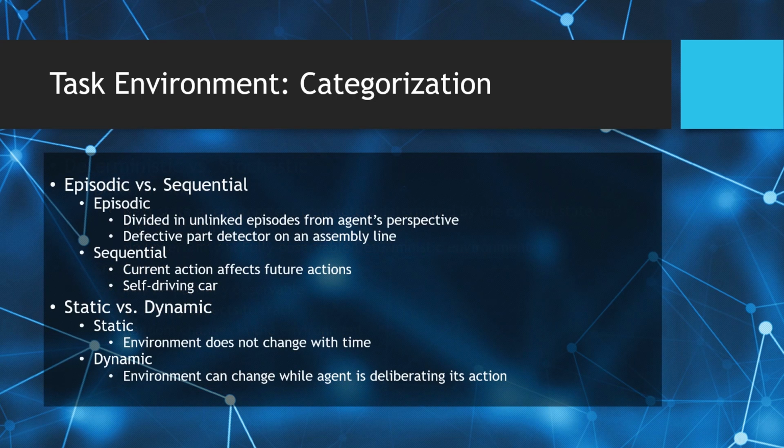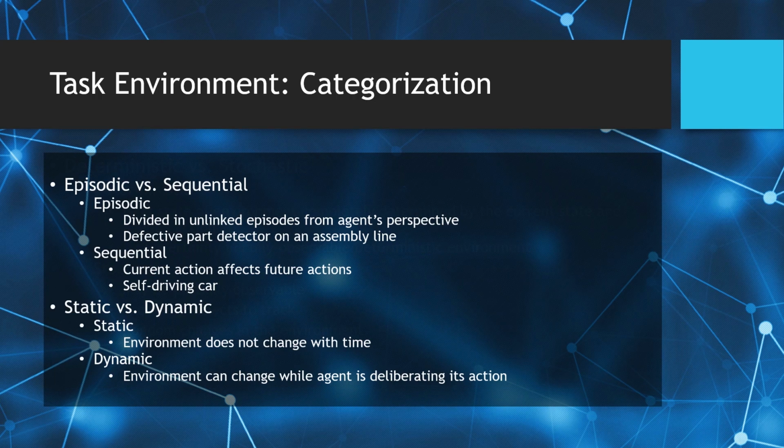In an episodic task environment, the agent's experience is divided into atomic episodes. In each episode, the agent receives a percept and then performs a single action. Crucially, the next episode does not depend on the actions taken in previous episodes. Many classification tasks are episodic. For example, an agent that has to spot defective parts on an assembly line bases each decision on the current part, regardless of the previous decision. In sequential environments, on the other hand, the current decisions could affect all the future decisions.